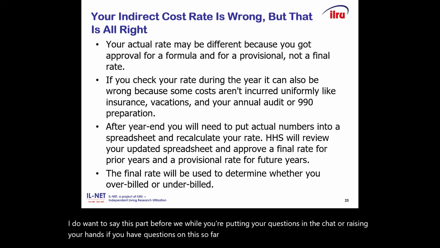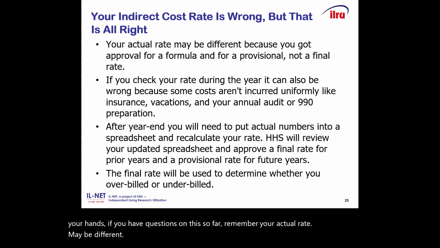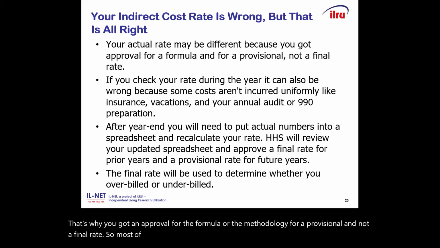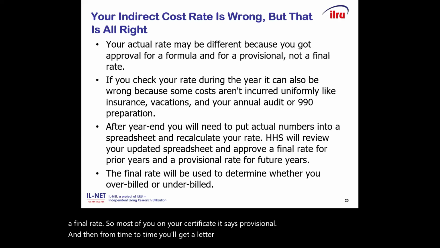Remember, your actual rate may be different than what you projected. That's why you got an approval for the formula or the methodology for a provisional and not a final rate. So most of you on your certificate, it says provisional. And then from time to time, you'll get a letter and they'll say, show us your reconciliation of your actual to your provisional. And you send them that information and then they approve a new rate. So this is actually going to be done on a regular basis.